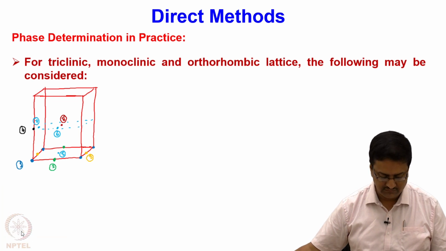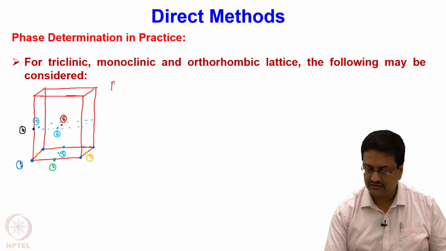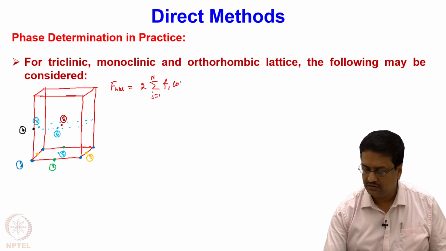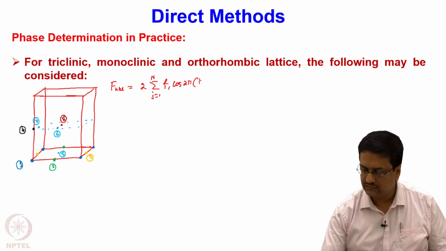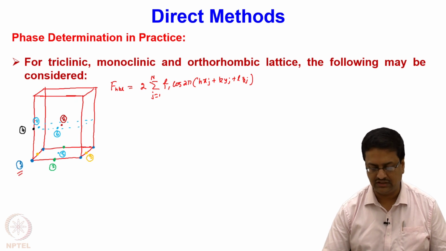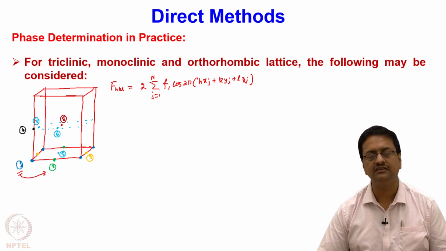So for this structure, one can write FHKL as equal to 2 times the sum over j equal to 1 to n of Fj cos 2 pi (Hxj plus Kyj plus Lzj). Suppose we first consider the origin to be located at 1, and then we assume that we are shifting the origin to 2.